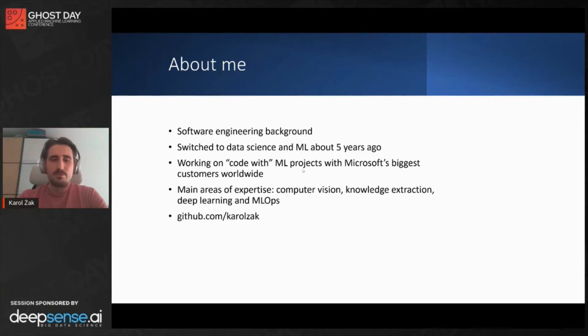We call these kinds of projects code-with projects. Basically, the idea is that my team is joining the counterpart on the customer side, and together we're trying to tackle their business problems with ML solutions. My main areas of expertise, where I had the most experience, are computer vision, knowledge extraction, obviously deep learning, as these both go together, and MLOps. Since I'm coming from a software engineering background, MLOps came up naturally in the engagements that I worked on.